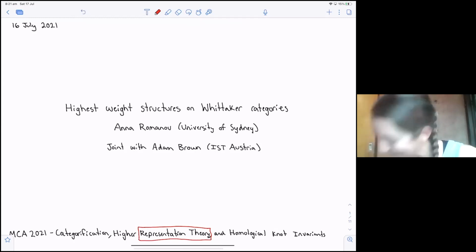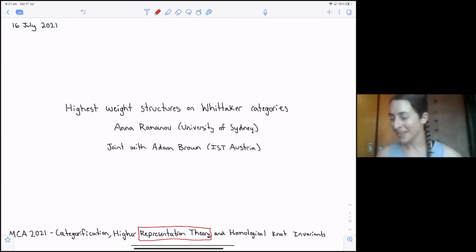It's not higher representation theory, it's just representation theory. But hopefully there are enough representation theorists in the audience, or at least representation theory tangential people, that you might still be interested in what I have to say. This is joint work with Adam Brown, who is at IST Austria. We just put this paper on the arXiv a few weeks ago, so if you are curious, you can go read about it.